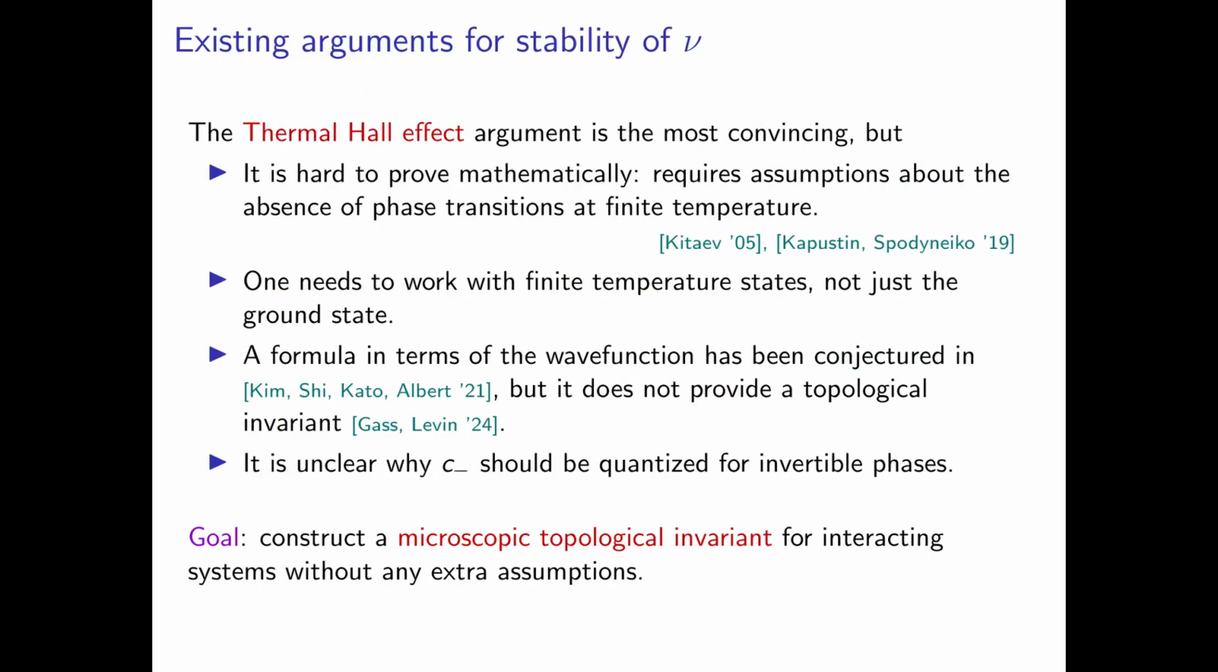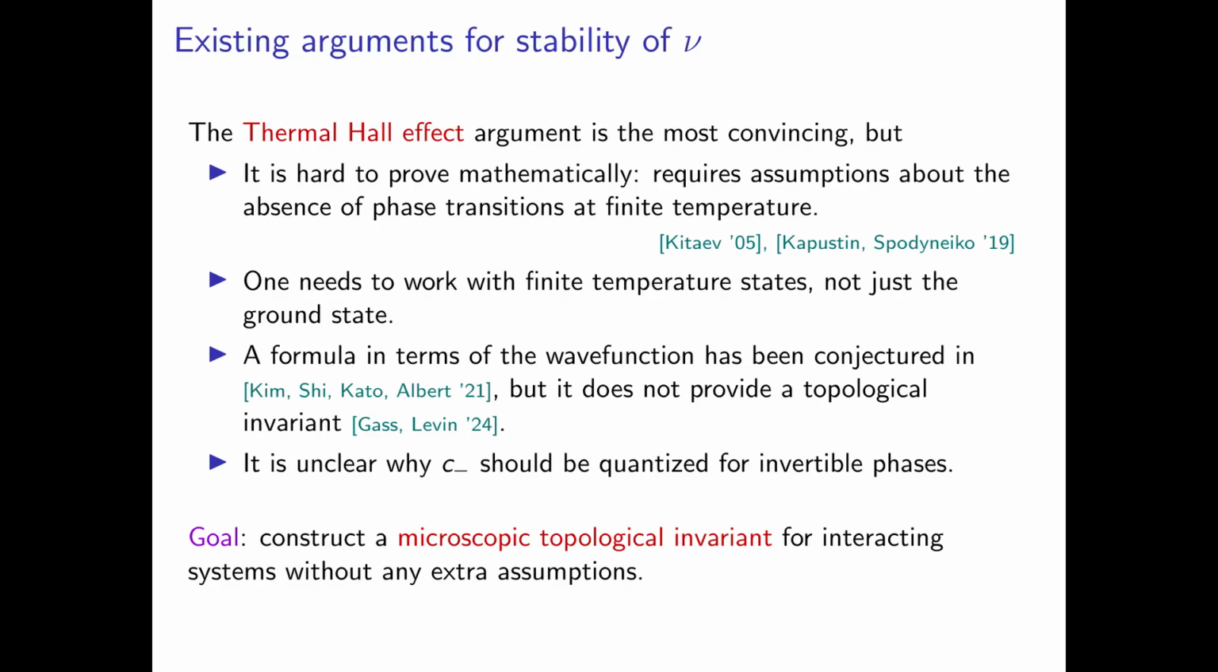So indeed, people have tried to define this thermal Hall conductivity microscopically. There was an attempt by Kitaev and later by Kapustin and Spodyneiko. But the problem with this approach is that it's very hard to prove mathematically some assumptions that are needed to define this invariant. It requires some assumption about the absence of phase transitions at finite temperatures. So people at the moment don't have any idea how to prove this.